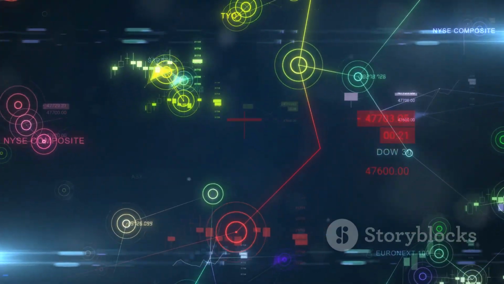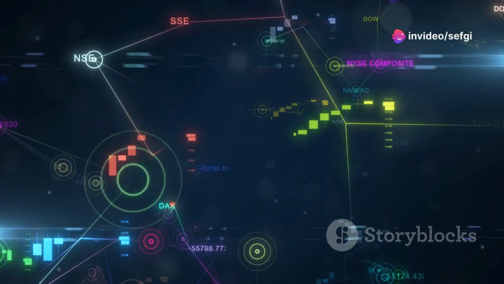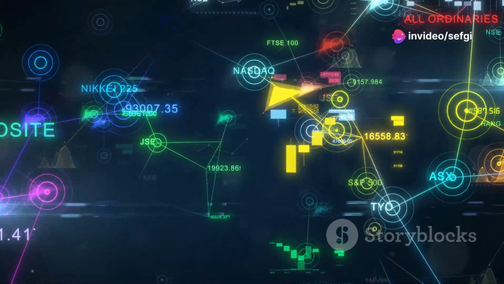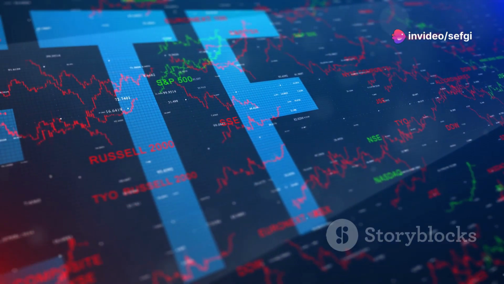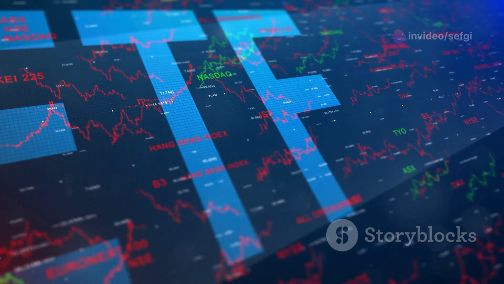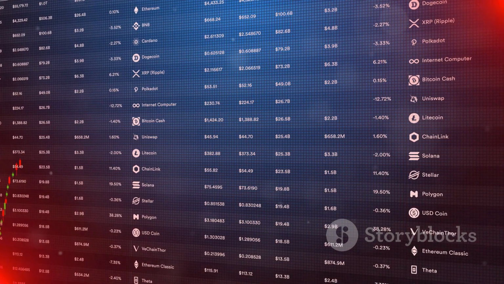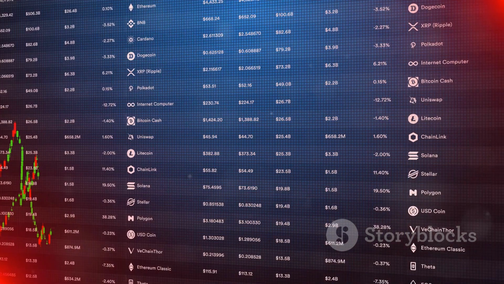However, it can also be influenced by irrational exuberance and speculative bubbles. Investing in securities involves inherent risks, and investors may lose money. It's crucial for investors to conduct thorough research and understand their risk tolerance.